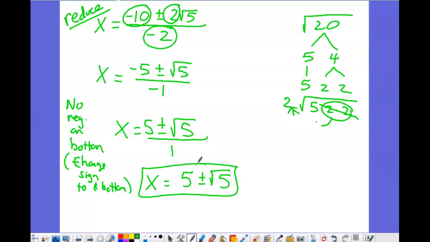So this one was different. The first thing that was different was the square root. The next thing that was different was the reducing. And you might want to watch out for these other little weird things like negatives on the bottom, get rid of it. And if you have a 1 on the bottom, get rid of it.